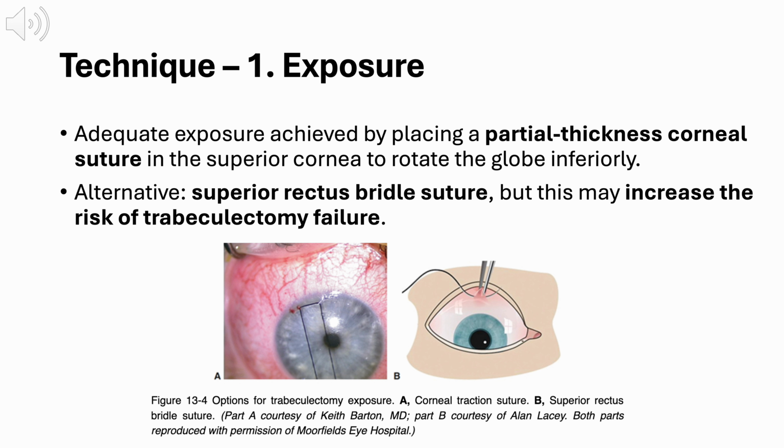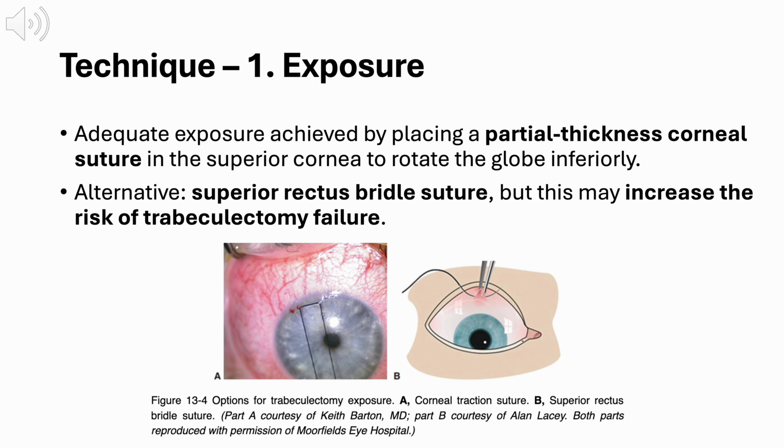The first step in trabeculectomy is gaining stable exposure. Most surgeons achieve this by placing a partial thickness corneal traction suture superiorly, which gently rotates the globe downward and opens the surgical field. It's simple, predictable, and doesn't interfere with the conjunctiva you're about to work under.